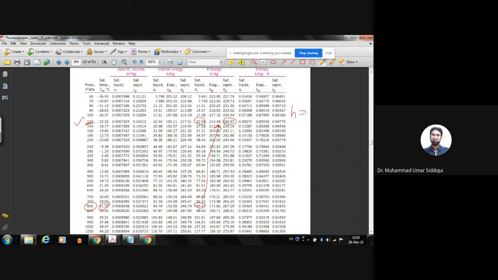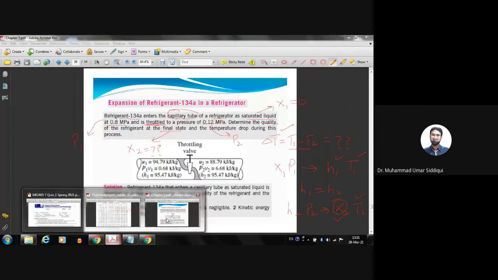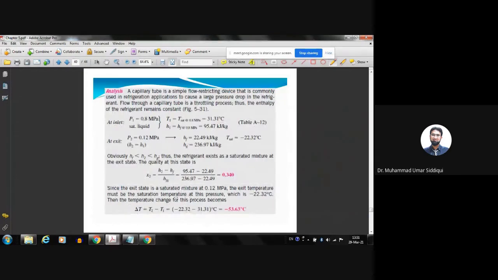So our formula will be H is equal to HF plus X HFG. Okay, so H is known. This is the H, this will be the HF, and this will be HFG. So you can substitute these values and find what is X. And correspondingly, this will be the temperature, and then you can see what is the difference between this temperature and this temperature, T1 and T2. So this was all that was needed. This problem is solved.